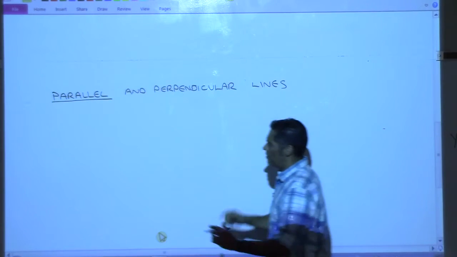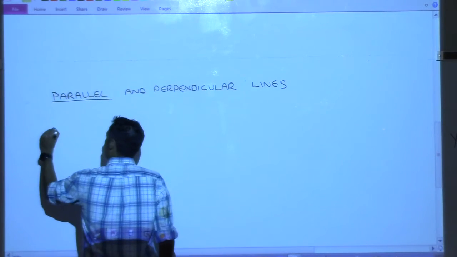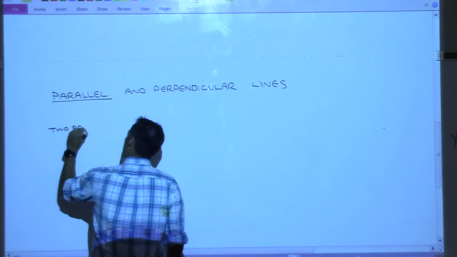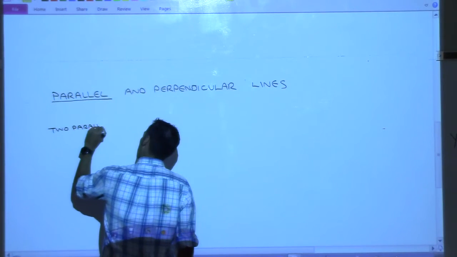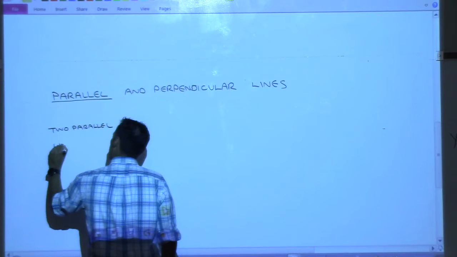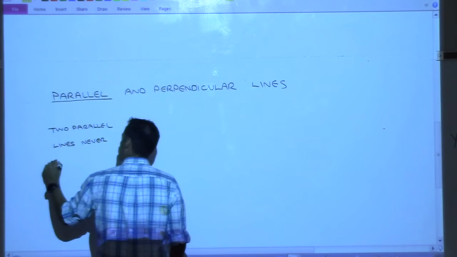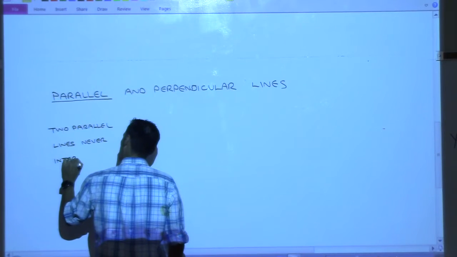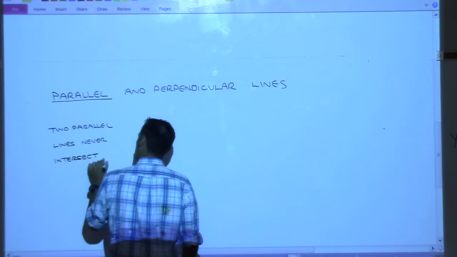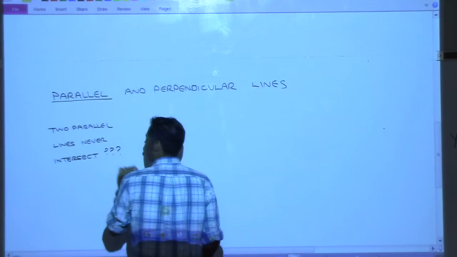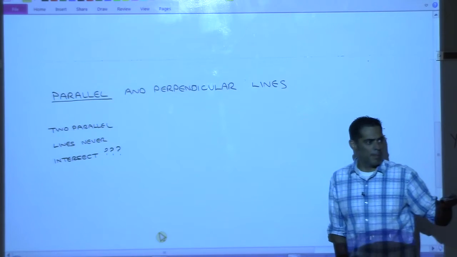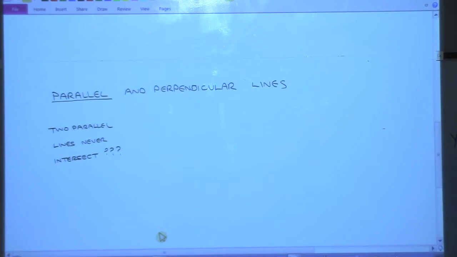So let me jot that down. Two parallel lines never intersect. I'm going to put a question mark next to that, because that seems to be the definition that everyone seems to be happy with. Yes? What if you had a third dimension?